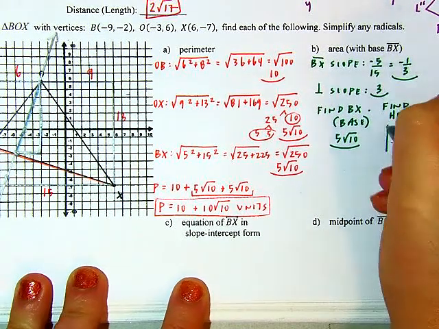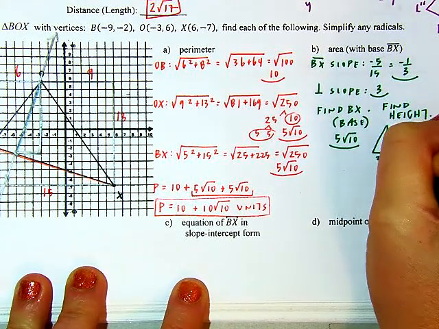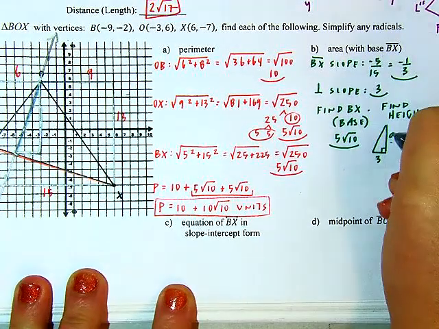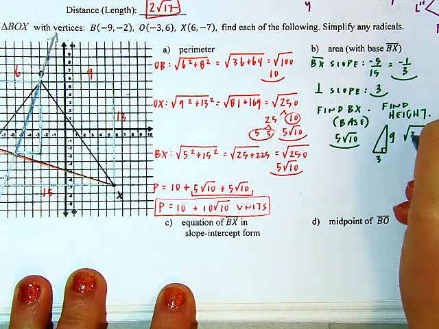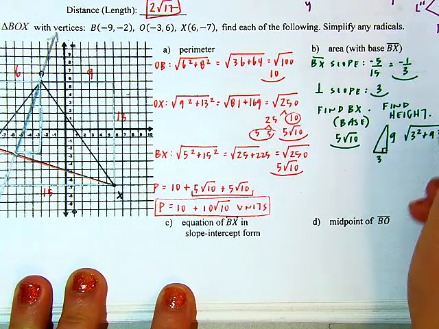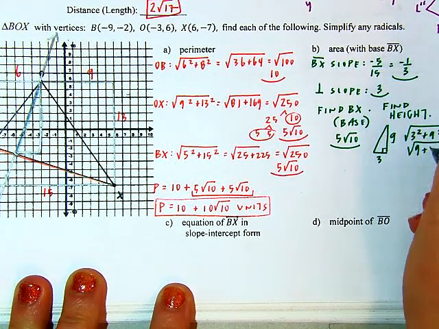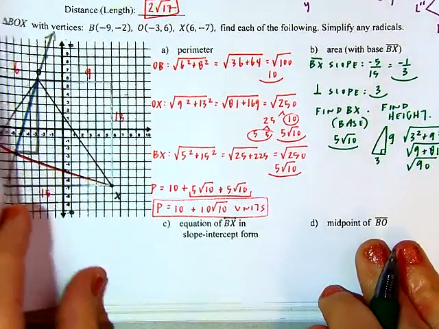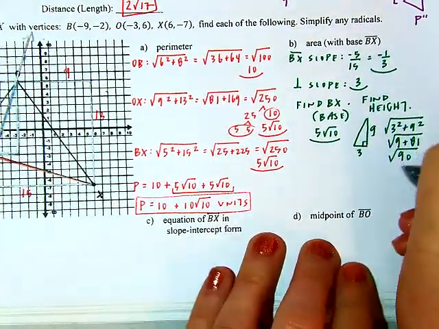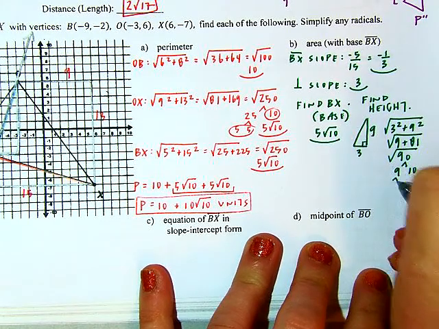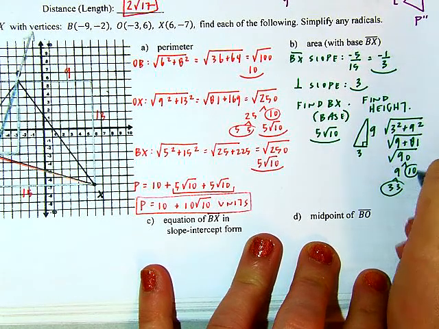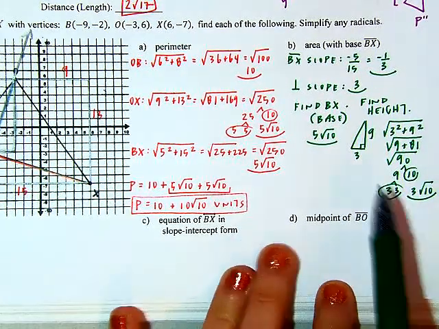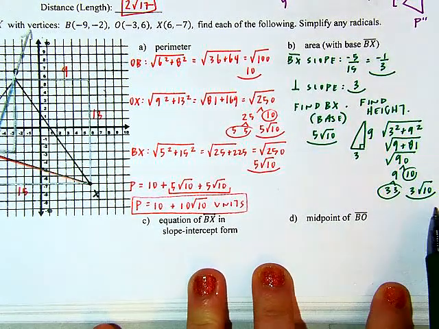So I'm visualizing this right triangle. So this is 3, this is 9. So big square root, 3 squared plus 9 squared, 9 plus 81, square root of 90. Okay, so square root of 90, that's 9 times 10. So here's a pair of 3's. That 10 stays behind, so 3 root 10. So I know my base and my height, 5 root 10, 3 root 10.